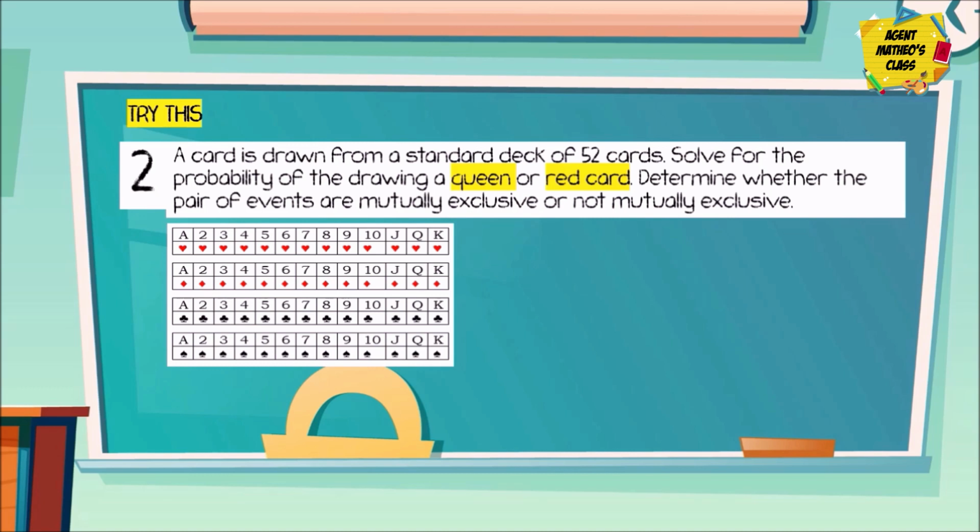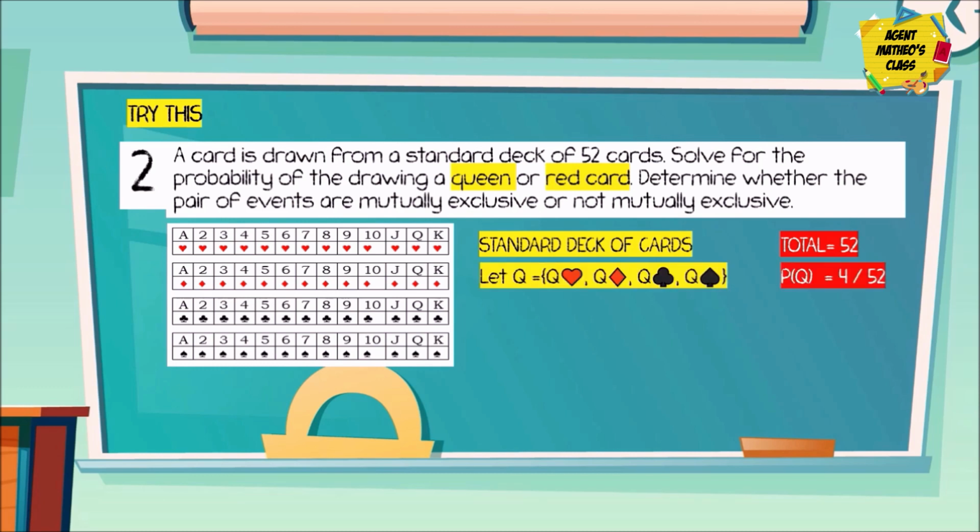To solve this problem, we will start with the standard deck of cards. It has 52 cards, so therefore the sample space is 52. Let us use Q as the event of the Queen cards, which are the Queen of Hearts, Queen of Diamonds, Queen of Clubs, and Queen of Spades. This will give a probability of 4 over 52. Let us represent R as the event of red cards. Red cards have 26 cards. Those are the hearts and the diamonds in the deck of cards. So, the probability is 26 over 52.